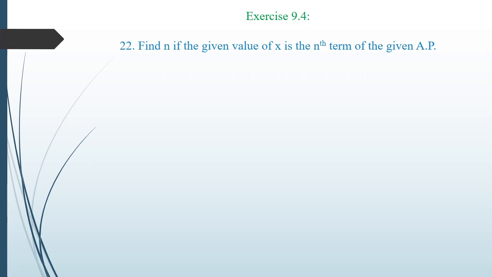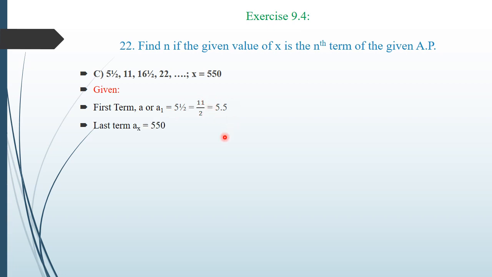The next sub question of question number 22 is given as an AP: 5 1/2, 11, 16 1/2, 22 and so on, and the nth term is 550 here. Similarly, I will note down all the given data. The first term is a or a1, 5 and a half, I can write it as 11 by 2, that is nothing but 5.5. The last term an is equal to 550. d is nothing but a2 minus a1. a2 is 11 and a1 is 5.5, so that is nothing but 5.5 only.